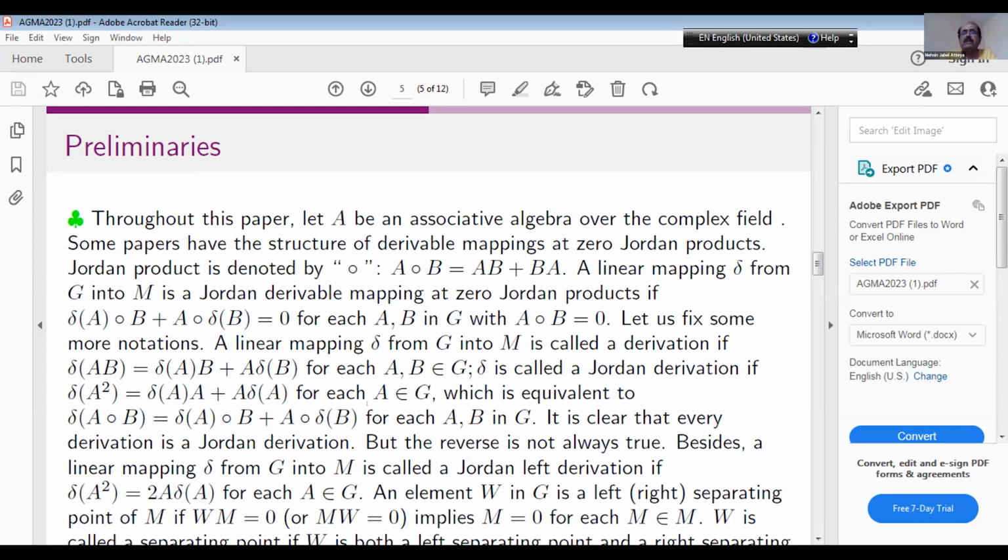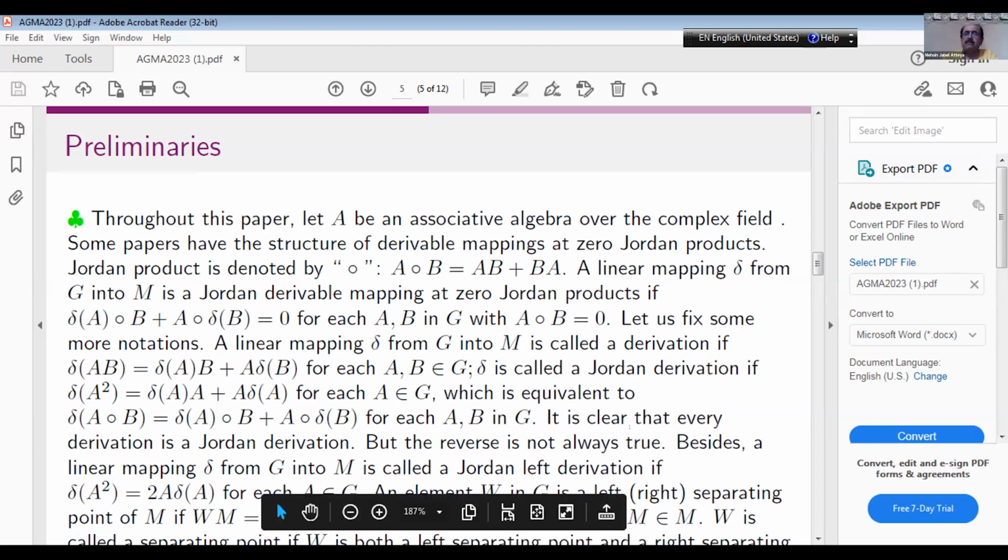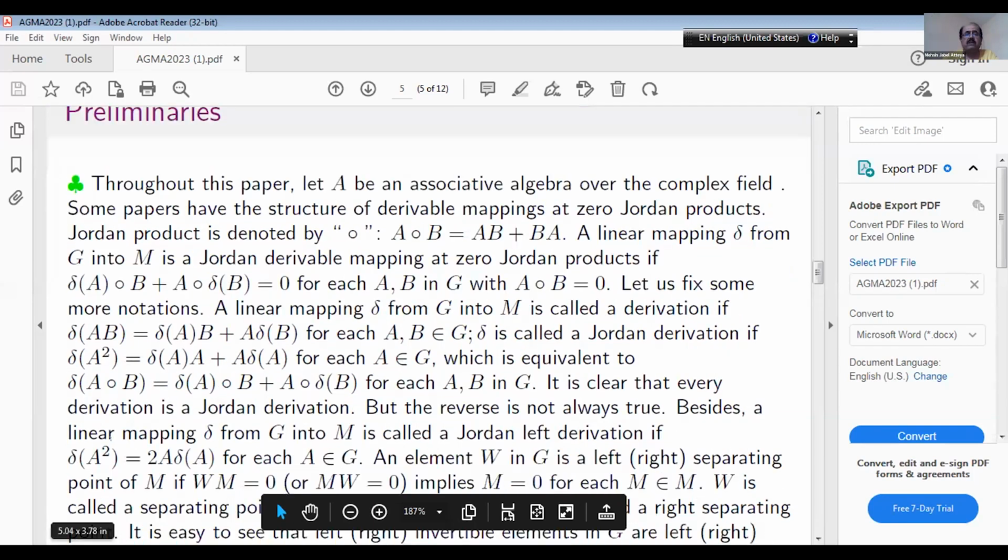In addition to that, we also have the Lie derivation, which has a specific definition. It's clear that every derivation is a Jordan derivation, but the converse is not always true. Besides, a linear map sigma from G to A is called a Jordan left derivation, here left derivation, if sigma of A squared equals 2A sigma of A.